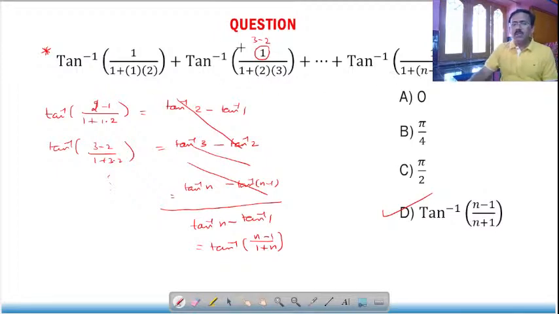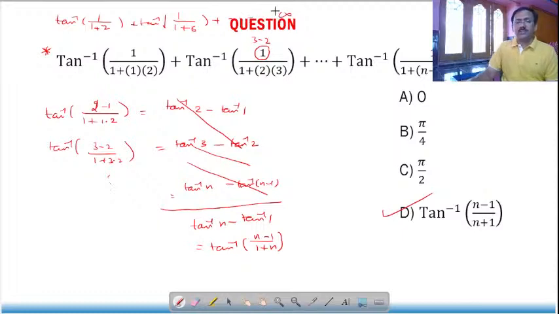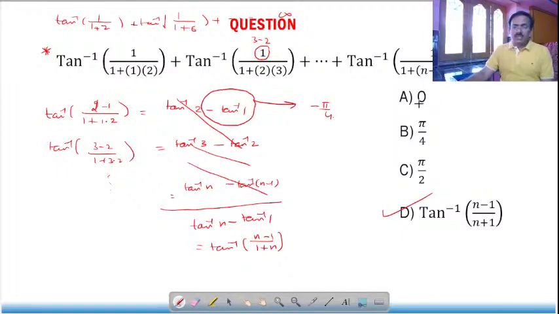Sometimes the same problem will be given for infinite terms, like tan inverse of 1 by 1 plus 2 plus tan inverse of 1 by 1 plus 6, like that, infinite terms. So students will be writing this, they keep on cancelling, everything is cancelled, they feel that minus tan inverse 1 is left, so the answer is minus pi by 4, which may also be present in the options. But in fact, friends, as n tends to infinity, you may get cancelled, but still tan inverse n will be left. In fact, you can stop the problem here.